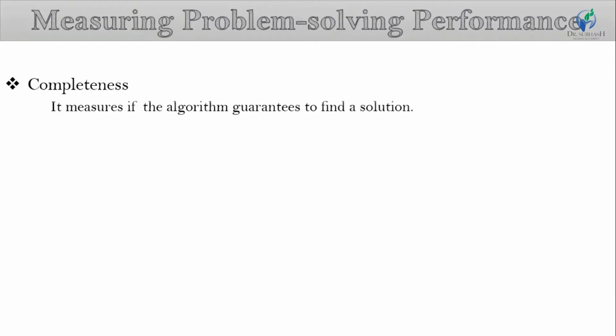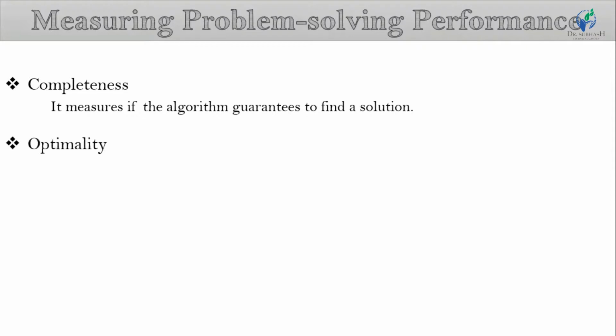Now, I will discuss measuring problem solving performance. Before discussing different search strategies, we look at the performance measures of an algorithm. Accordingly, there are four ways to measure the performance of an algorithm. First is completeness. It measures whether the algorithm is guaranteed to find a solution if any solution exists.